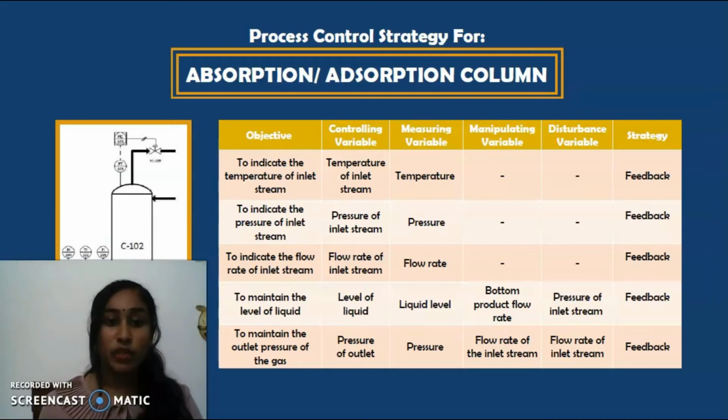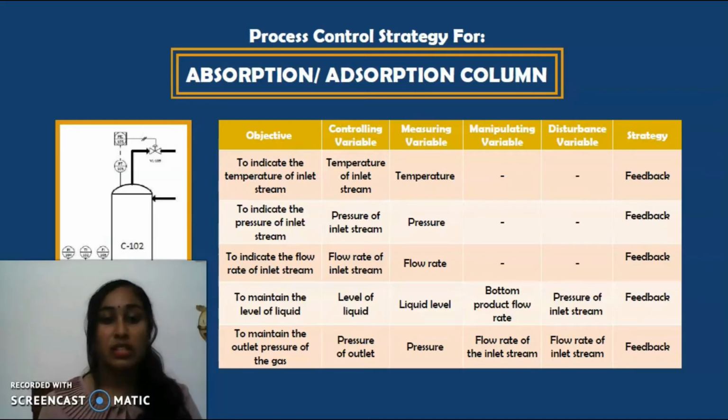The next one is the flow rate indicator, to indicate the flow rate of the inlet stream, with the controlling variable of flow rate of inlet stream. The next one is the liquid level controller. It is to maintain the level of liquid, with the controlling variable level of liquid. The MV is bottom product flow rate, and the disturbance variable is pressure of inlet stream.